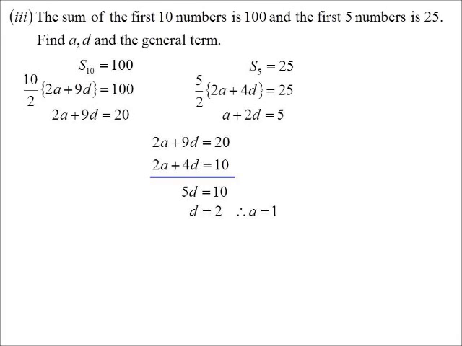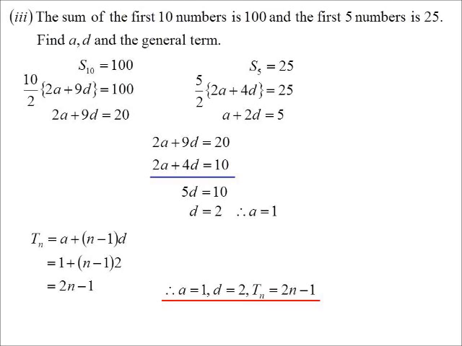Now let's come up with a formula. Term n is a plus (n minus 1)d. So 1 plus (n minus 1) times 2. Tidying that, I get the general term 2n minus 1. So I'll just write a final statement there. a is 1, d is 2, term n is 2n minus 1.